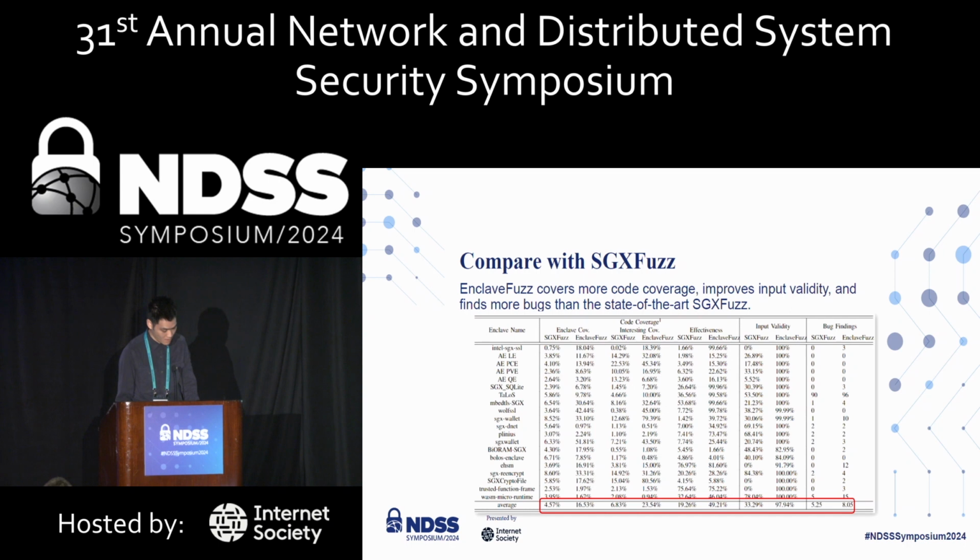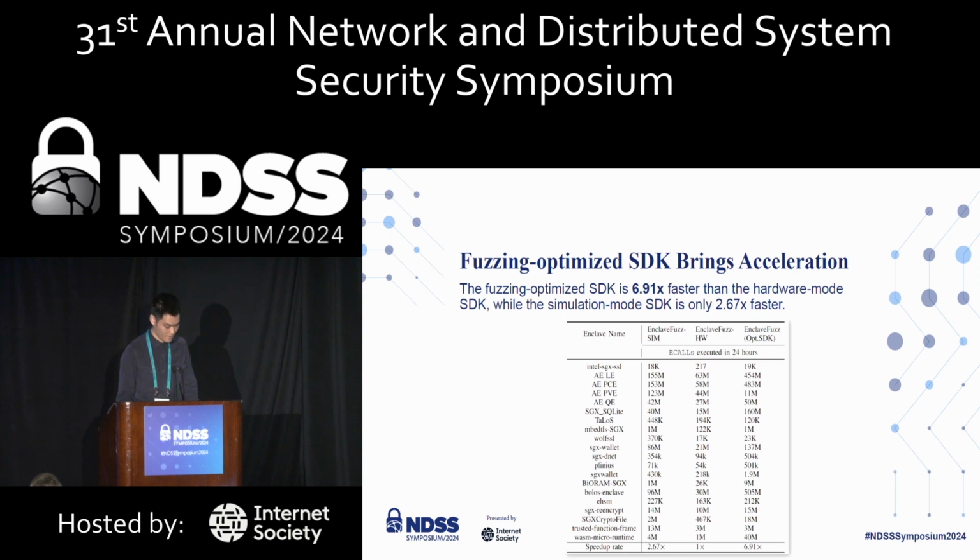Second, we conduct an experiment to see if EnclaveFuzz can generate more valid inputs to pass the sanity checks and explore more unique code compared with existing tools. The result shows that EnclaveFuzz achieves more code coverage and generates more valid inputs compared with SGXFuzz. Next, we perform an application study to verify if the optimized SDK increases the speed of fuzzing enclaves. The result shows that the fuzzing-optimized SDK is around 6.9 times faster than the hardware mode SDK.